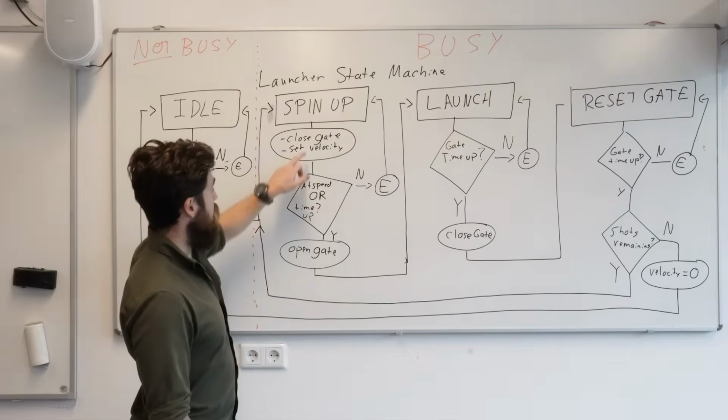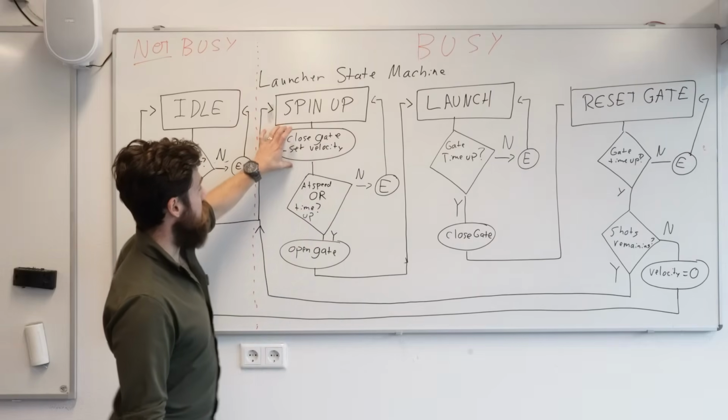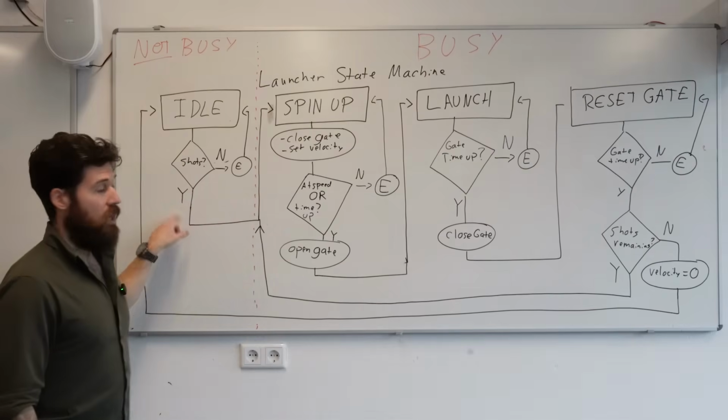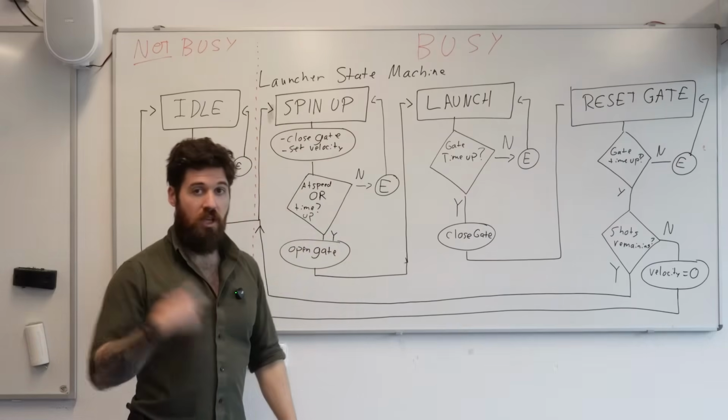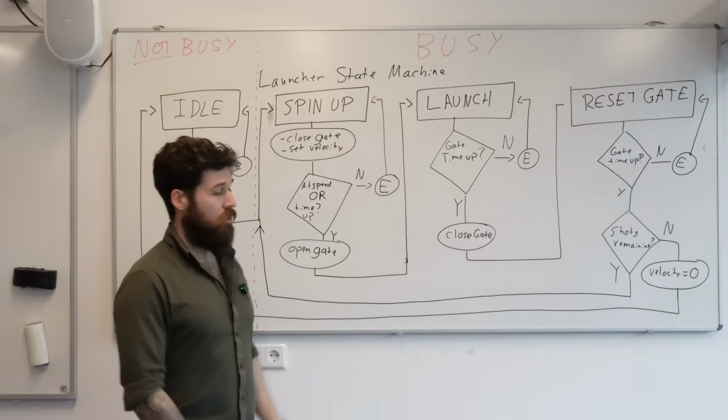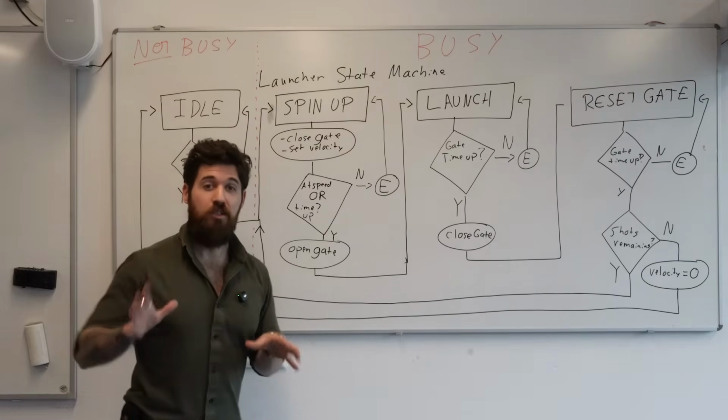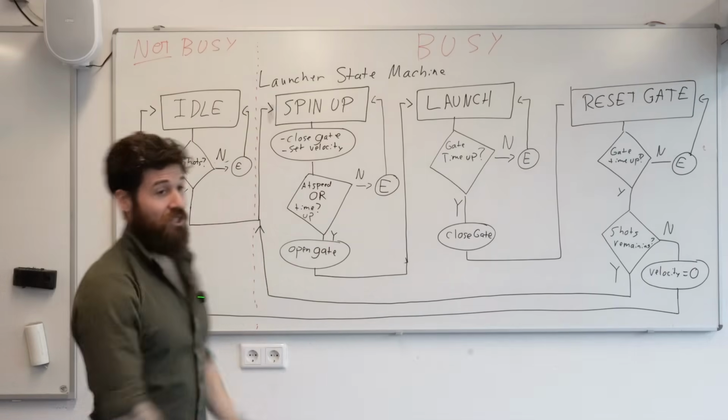And I've realized now I've actually probably made a mistake in this. I probably want to close the gate and set velocity at the end of the idle state before we transition out, so we already come into a check. That'll just make your loop times a little bit faster. So let's actually get to how do I turn that into a program now that I know how to actually set this thing all up.